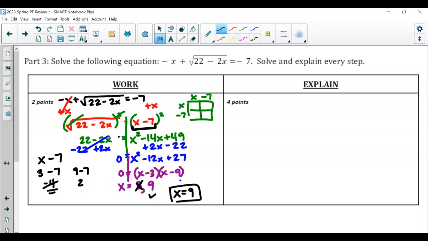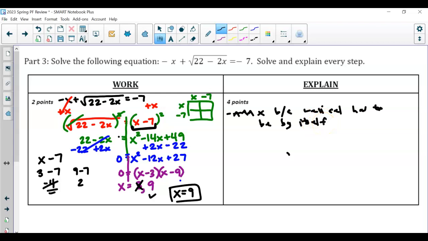So if you ever need to, go step by step. Like if you notice, what did we have to do in red? Well, we added x. But don't just say that you add x. Why did you add x? Well, I added x because the radical has to be by itself, or you have to isolate the radical.